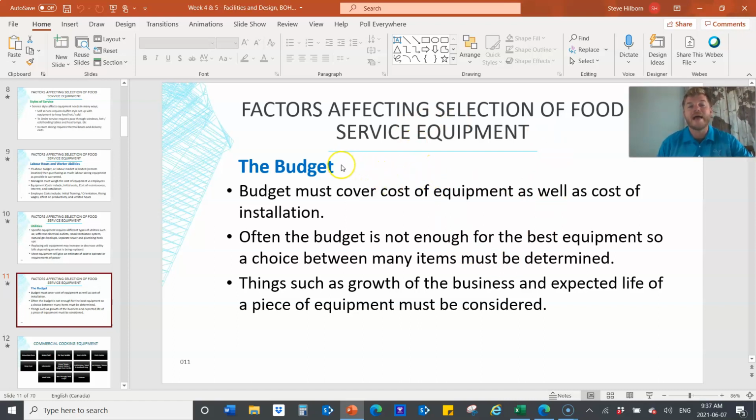What is your budget? How do we raise money for this kind of stuff? And when we only have a certain amount to spend, where is that money best spent?